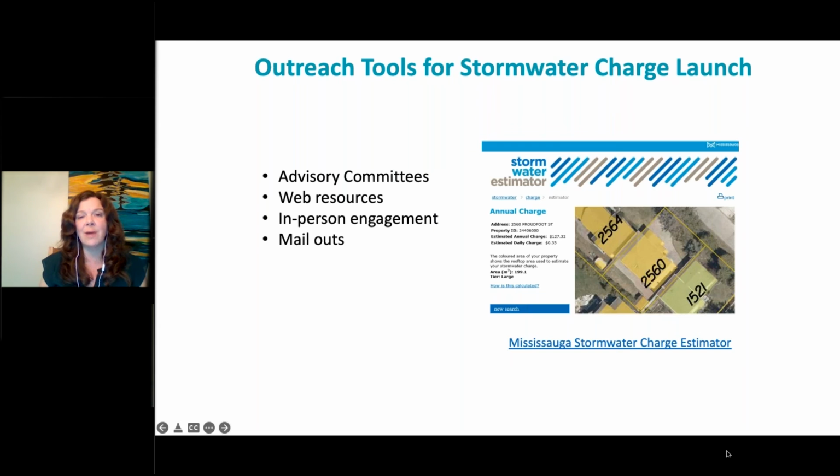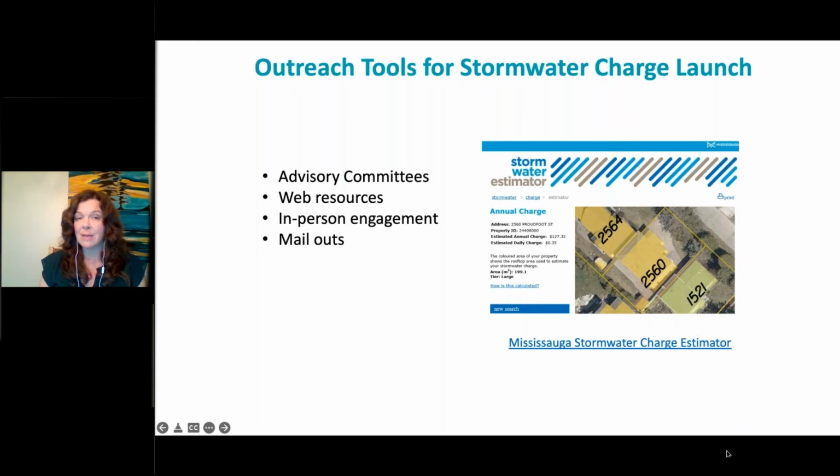But we also had, and this was really useful, an online stormwater charge estimator, where you could type in your address and you could see what your annual stormwater charge would be. You would see the mapped aerial imagery that we used. And so that helped, I think, people to sort of avoid some surprises.